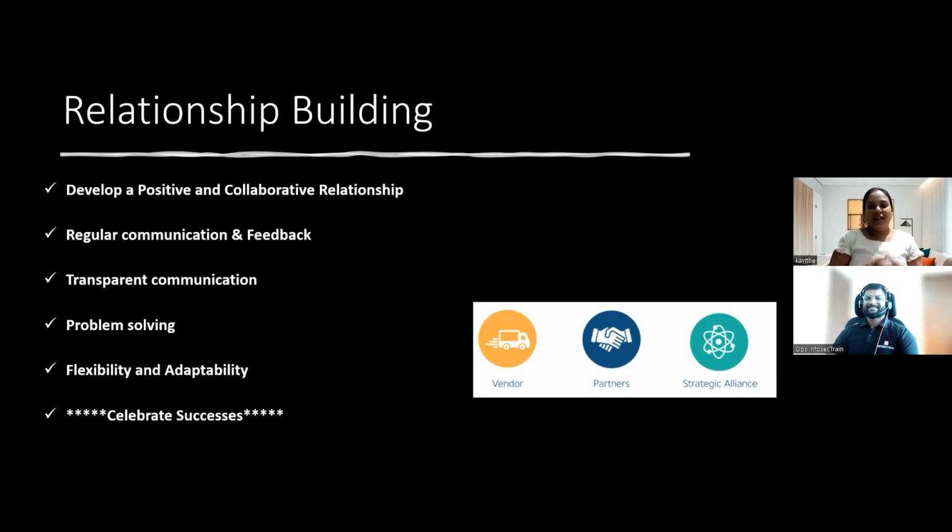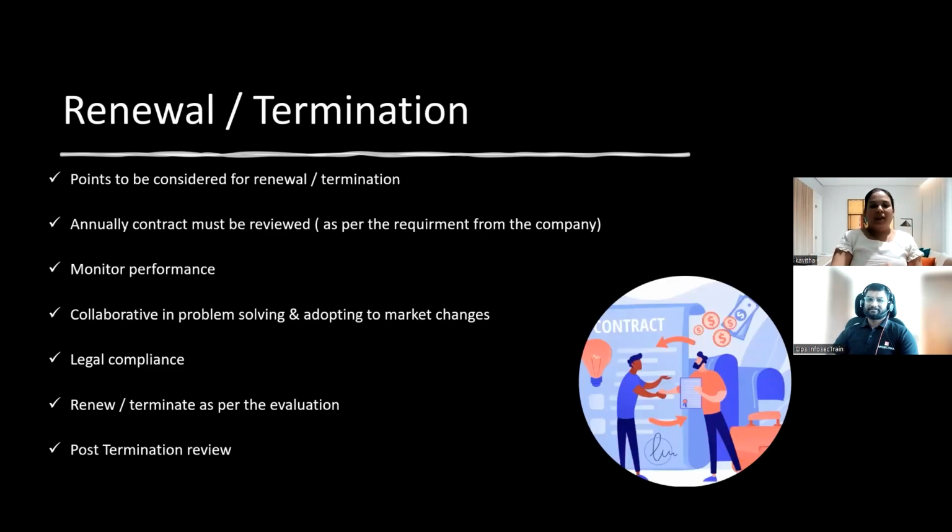Yes. See, every milestone is a success, right? Every milestone, celebrate it. So involve them as part of your team. Celebrate the success, and then the next milestone will be very smooth. I agree. Celebrate success. And then contract renewal and termination.